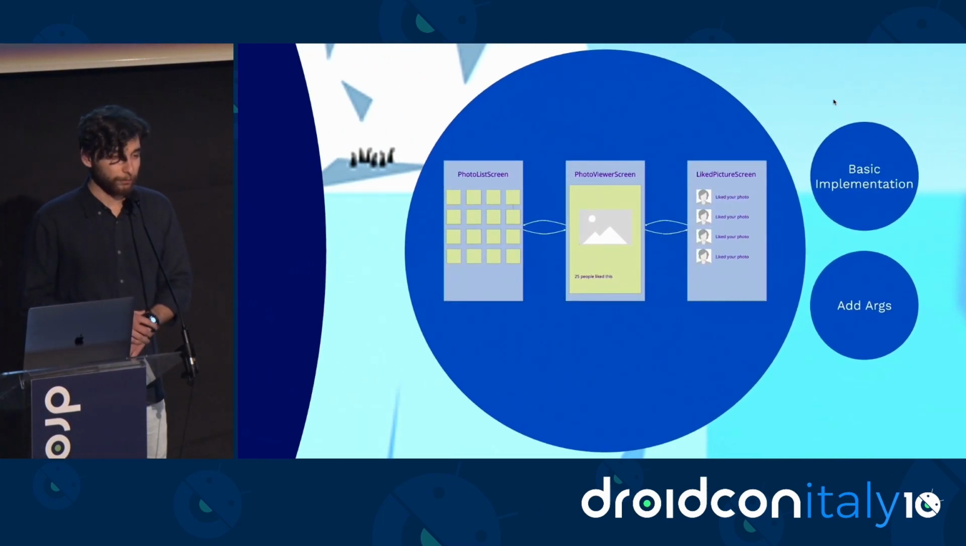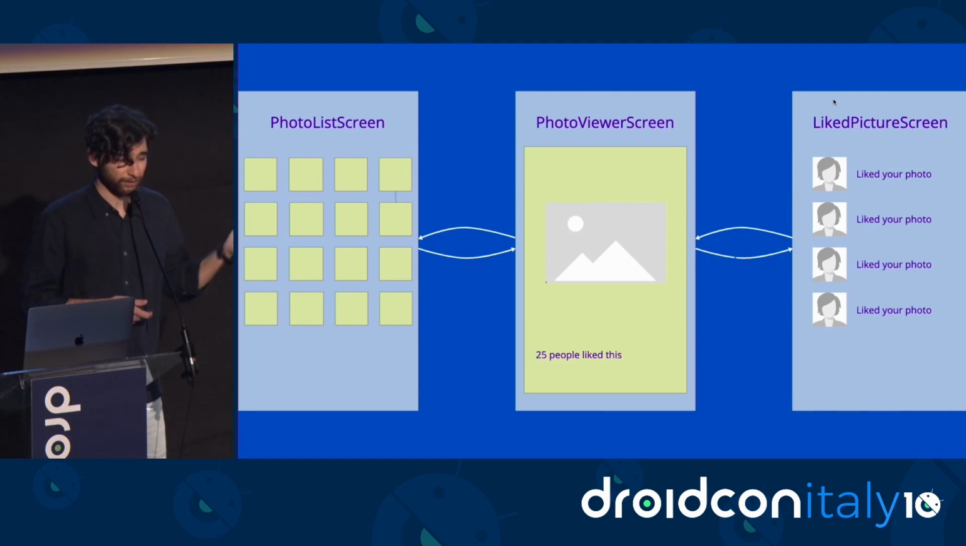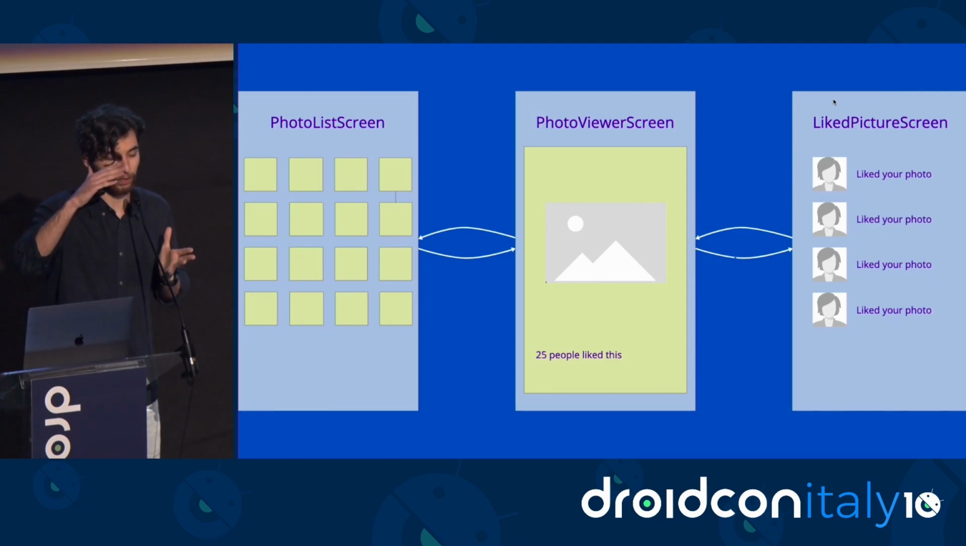You remember this beautiful illustration. I mean, sorry for that. There's a reason I'm trying to be an engineer, not an artist, as you can see. But we have 3 screens: a list of photos, a photo viewer screen, which is basically the full screen view of the photo, and a list of the liked pictures.